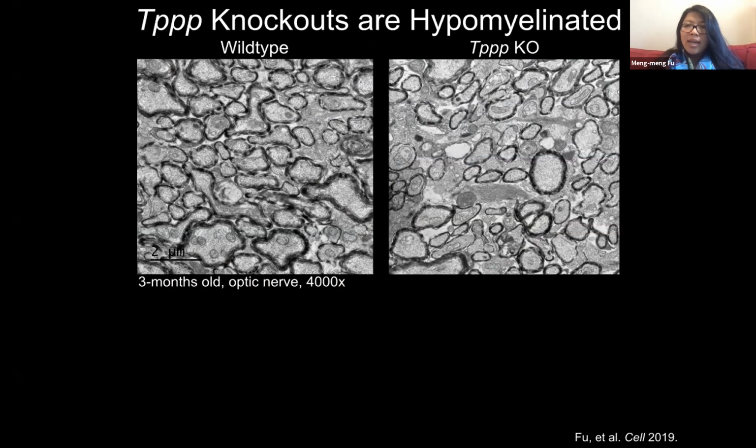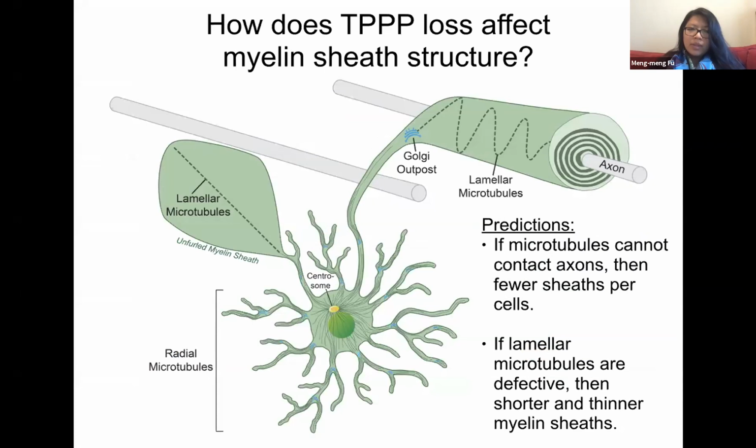So if I go back to this cartoon, we believe that the defect we see is not in these radial microtubules, because as I showed you in the Sholl analysis, there are actually more microtubules that are near the cell body. So we believe that the compensation from centrosomal microtubules is leading to no in vivo defects in radial microtubules. The defect that we see is in the very distal microtubules, which are the lamellar microtubules that are found along the myelin sheath. And that's why we do not see any differences in the number of myelinated axons. But what we do see is that the myelin sheaths that are there are thinner and shorter.